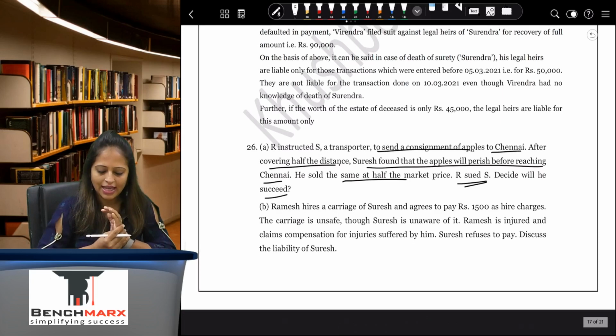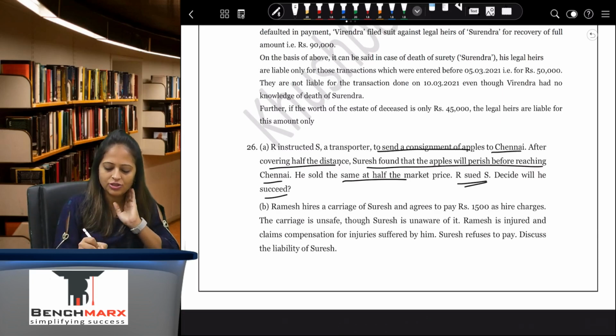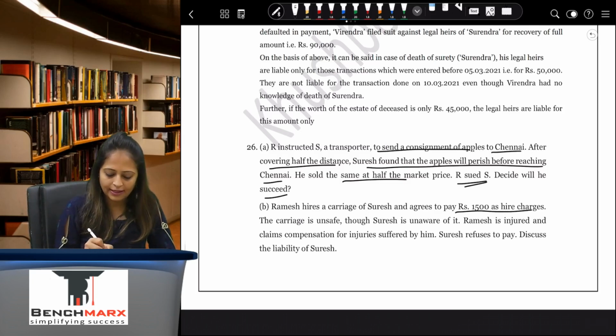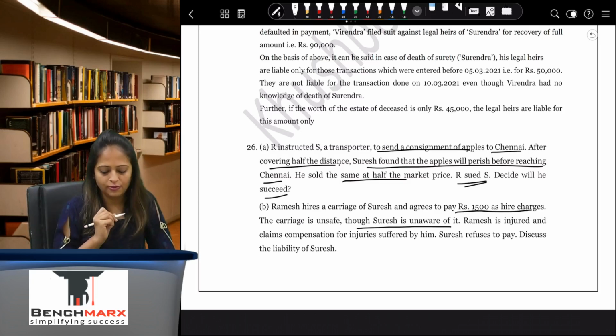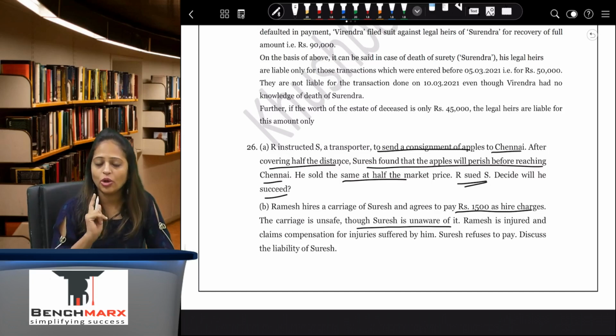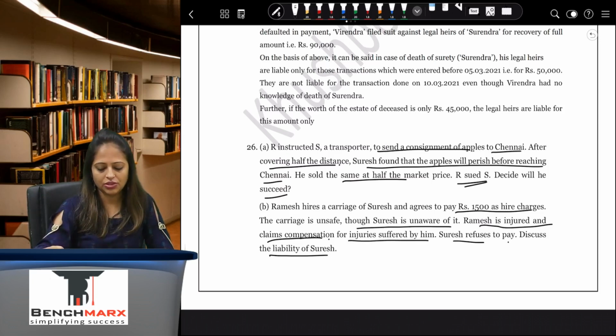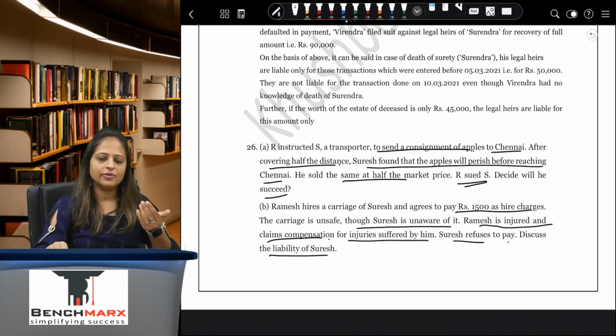Ramesh hires a carriage of Suresh and agrees to pay 1500 as hire charges. The carriage is unsafe, though Suresh is unaware of it. So he is given it on hire, but the person who is giving it on hire is not aware of it. Ramesh is injured and claims compensation for injury suffered by him. Suresh refuses to pay. Discuss the liability of Suresh. So here there are two things.